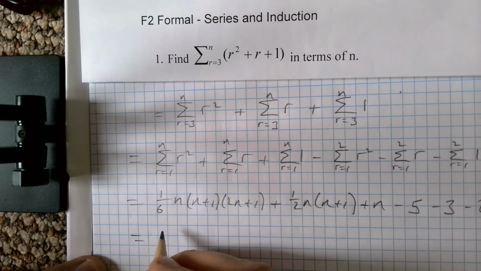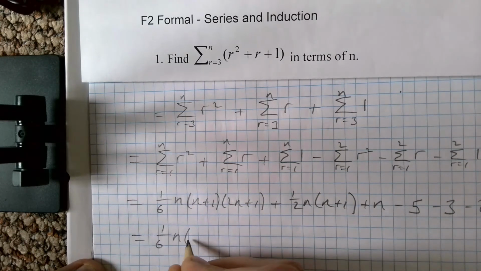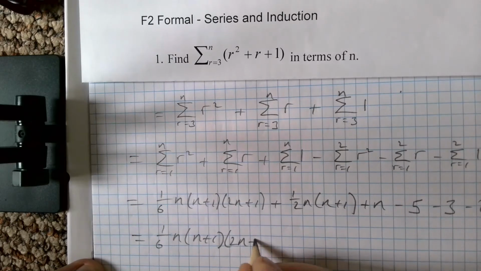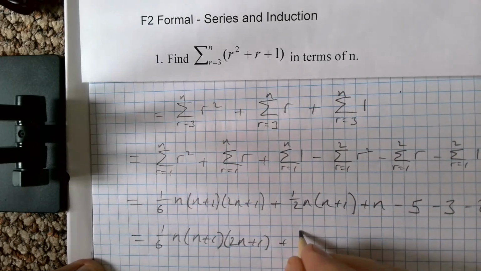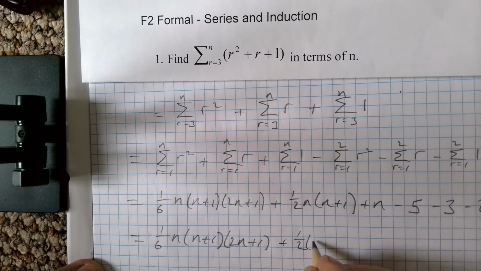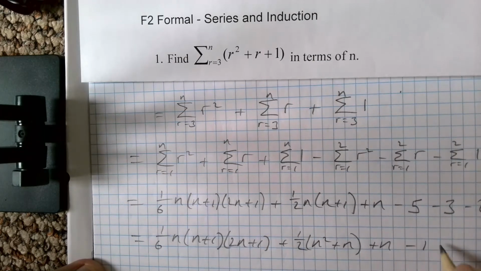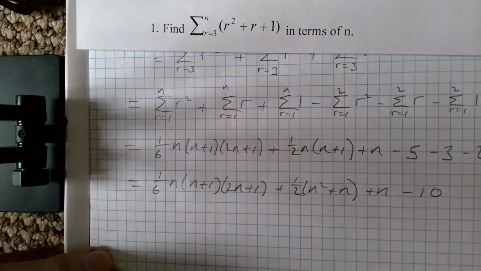That's going to give me, let me see what's my best way to try and work this. Right, if I go with a sixth of n plus 1, 2n plus 1, plus a half, and then I have this multiplied out, n squared plus n, and then that's plus n. Take away 10. Hopefully you're still with me.